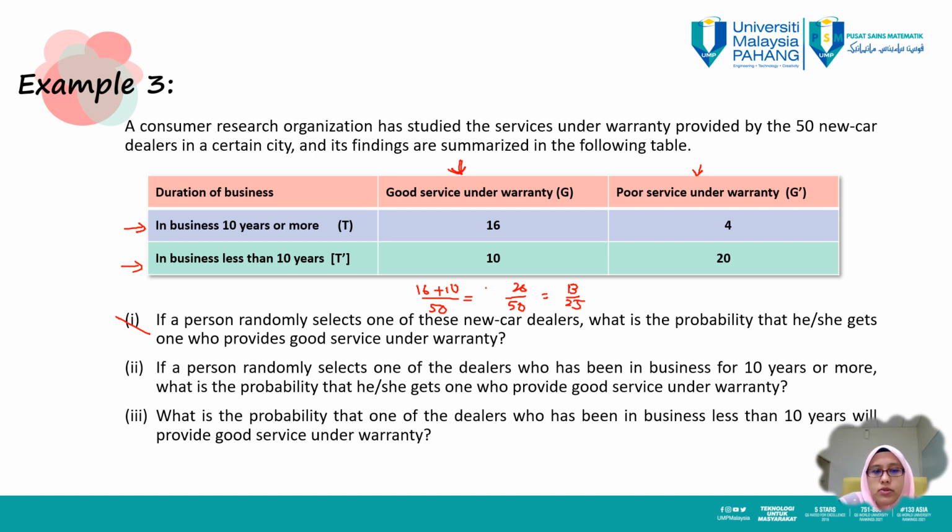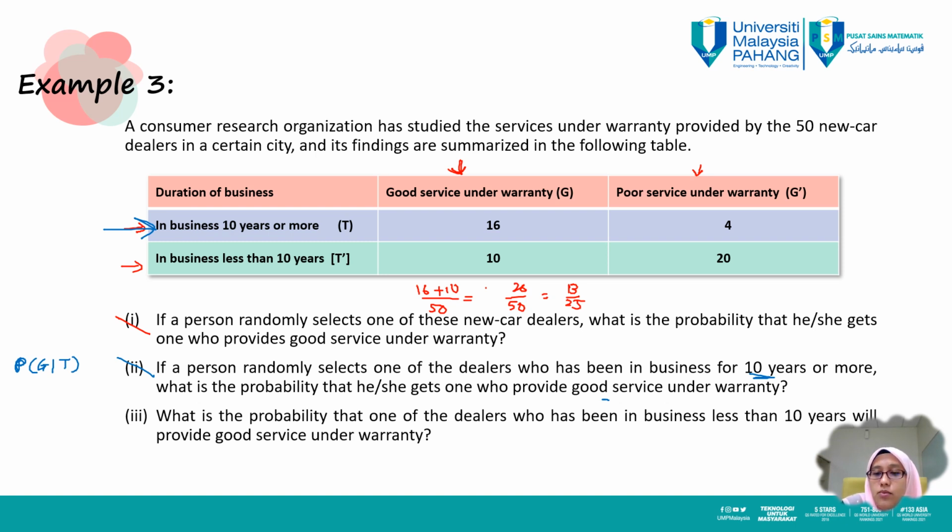Alright, so number two: if a person randomly selects one of the dealers who has been in business for 10 years or more, what is the probability that he or she gets one who provides good service under warranty? For this one, the question asks you to find a probability: the probability of good service under warranty given 10 years or more.